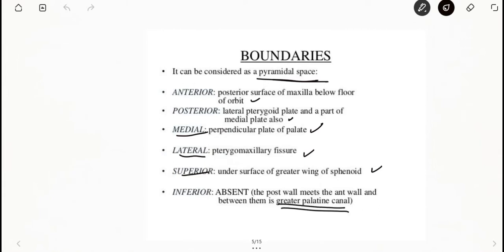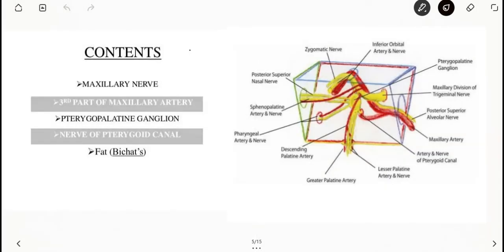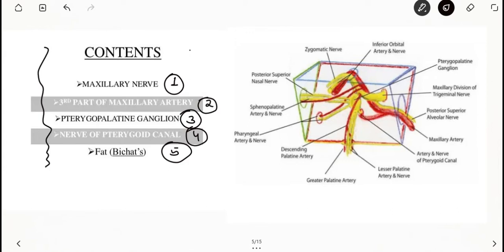palatine canal. So what are the contents of the pterygopalatine fossa? It can be asked in your MCQ exam: all of the following are contents of the pterygopalatine fossa except. So remember: maxillary nerve, third part of the maxillary artery, pterygopalatine ganglion, nerve of the pterygoid canal, and fat. These are the contents of the pterygopalatine fossa.